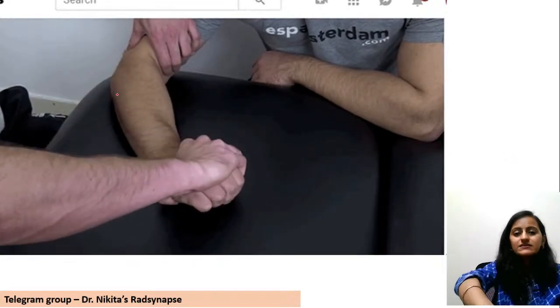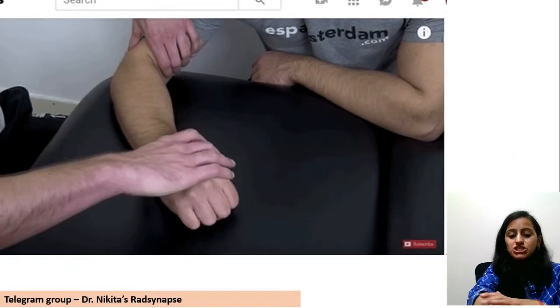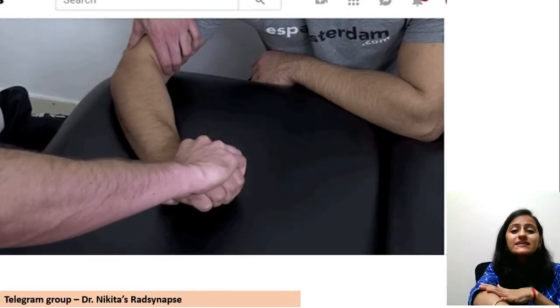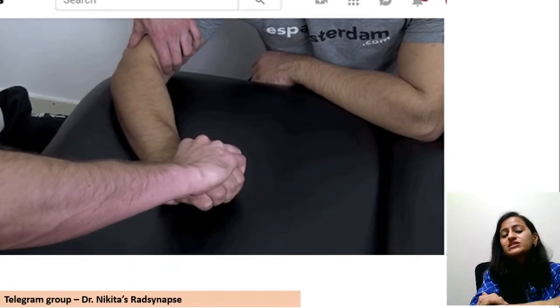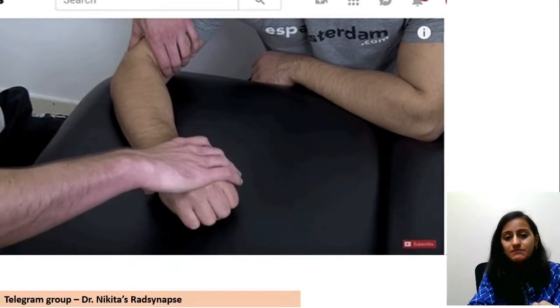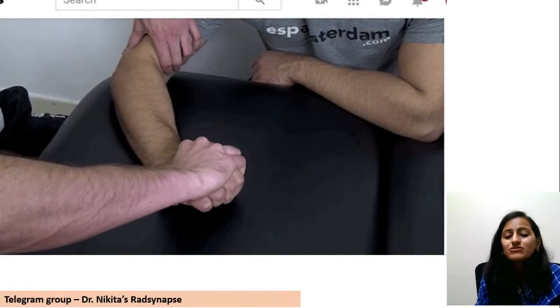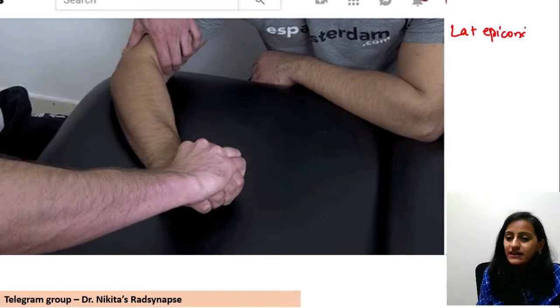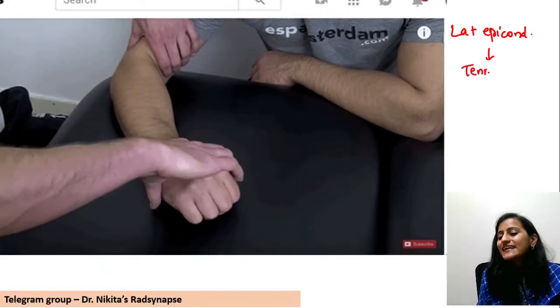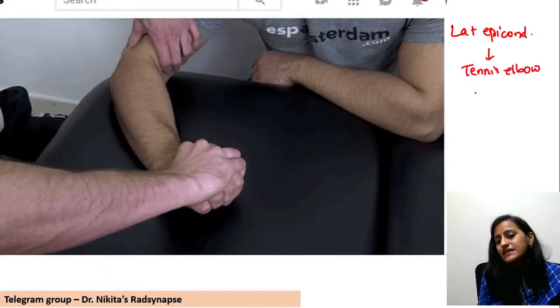Here the forearm is in pronation, so basically it's the extensor aspect of the forearm. Remember your common extensor origin, that is your lateral epicondyle. Lateral epicondylitis, the inflammation there, is the tennis elbow. Okay, this is for the tennis elbow.